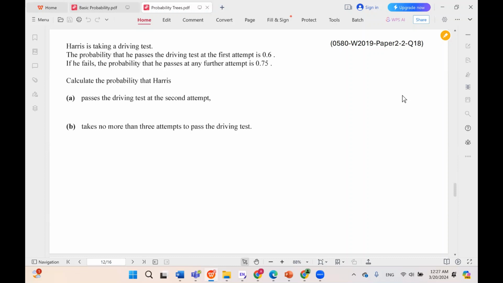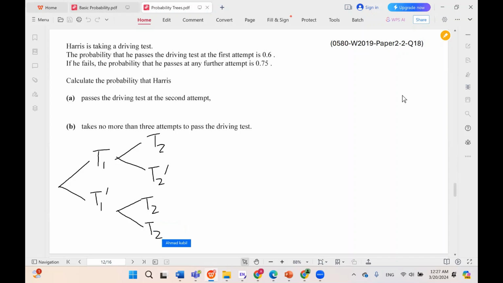So let's take test one. For test one, we have T1, for example, and T1 dash. And then we have T2 and T2 dash in each case. So T1 is test one passed and T1 dash is the failure. T2 is the passing of test two. T2 dash would be the failure. You can even extend the tree further. You can have T3 and T3 dash for each scenario like this.